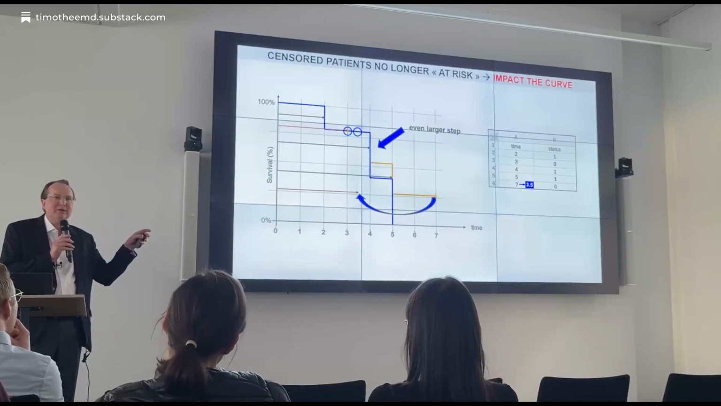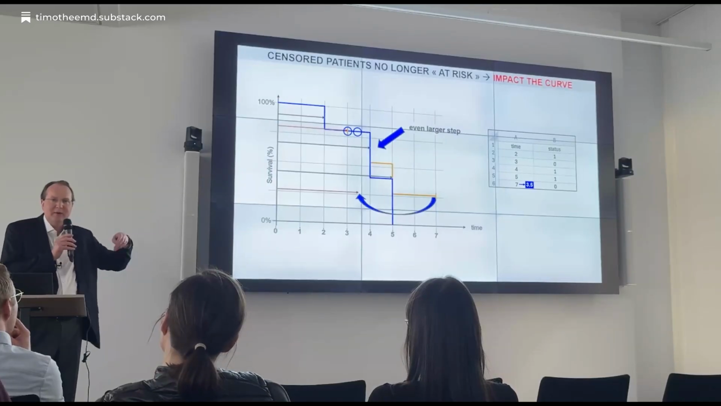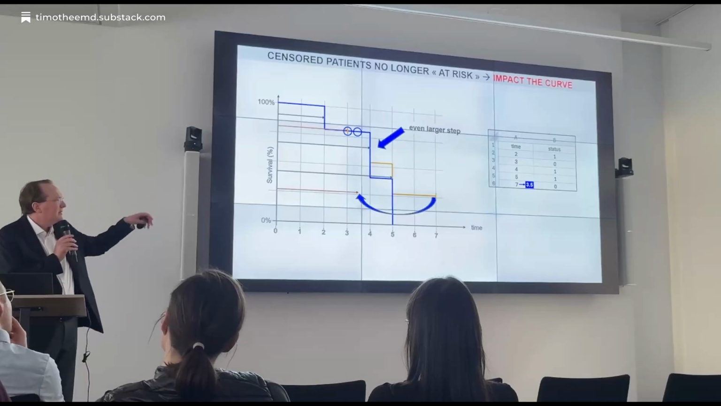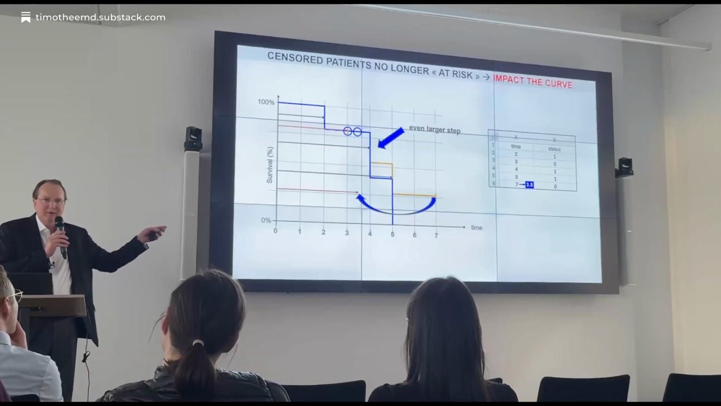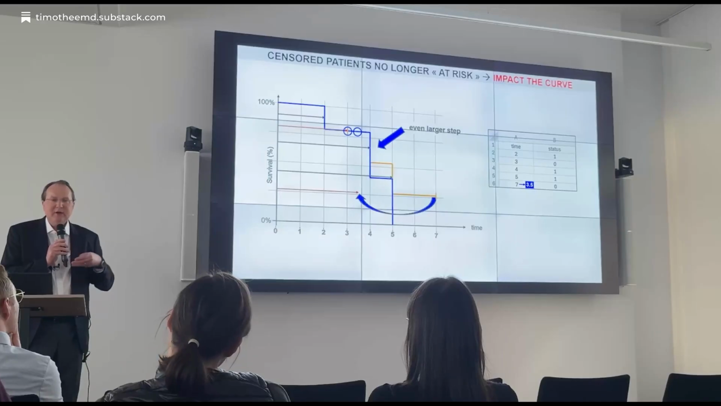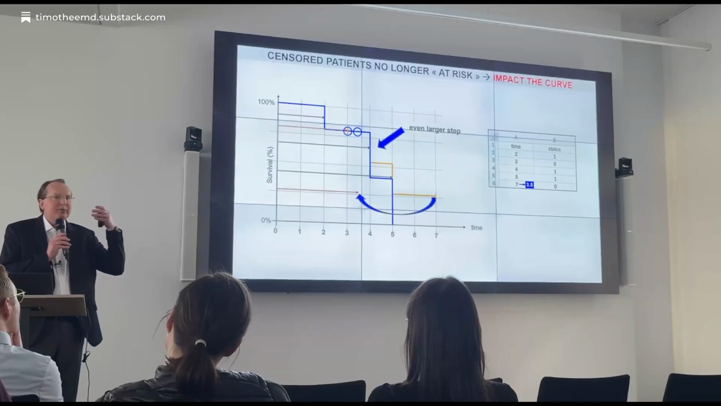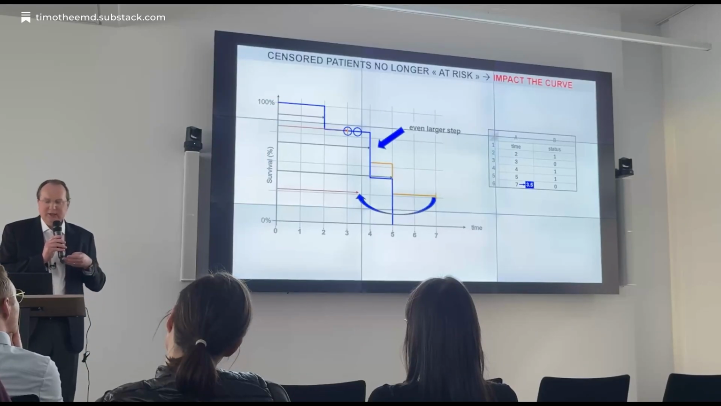So it really shows you, and these are real, I did it with some code, it's a very simple Kaplan-Meier, but these are the real effects of such changes. So it really shows you how the moment of censoring can change the Kaplan-Meier curve.